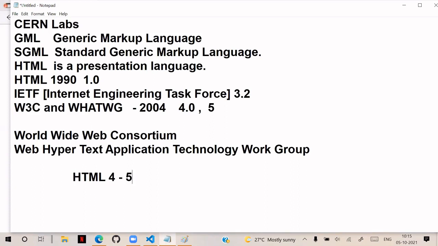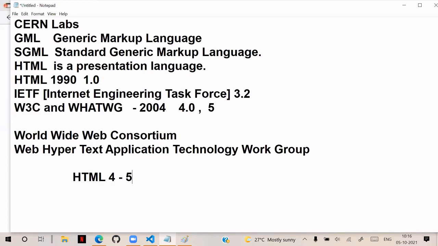Old options and new. Why HTML4? Because several websites are still in HTML4 only. Because on internet, millions of websites are there, and all the websites are not recent. Several websites 10 years back, 15 years back, they built it and left it. That means they are maintaining in the same version. They don't update to new version. Why? Because they don't need to update to new version.